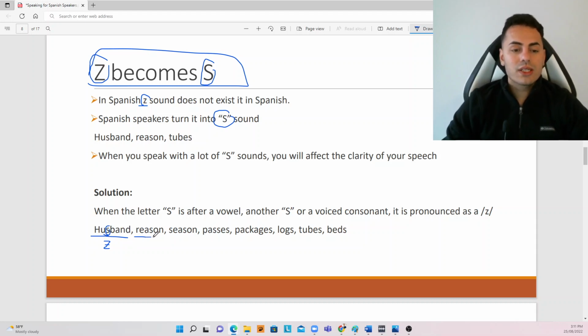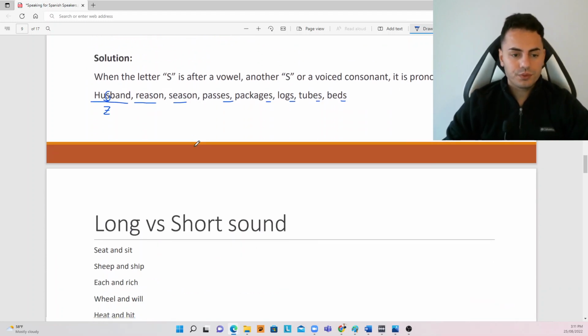Or here, we don't say it with an S. Too many Spanish speakers could end up saying it that way. It is reason, season, passes, packages, logs, tubes, beds, okay? So this is one of the issues that you have to worry about.